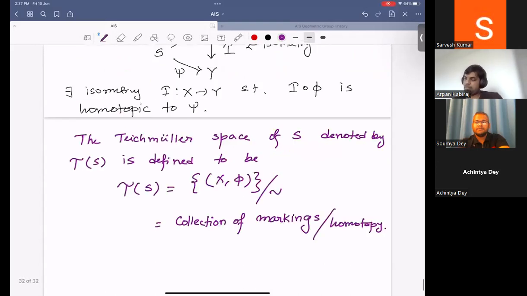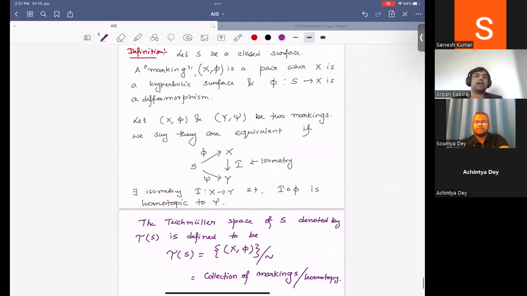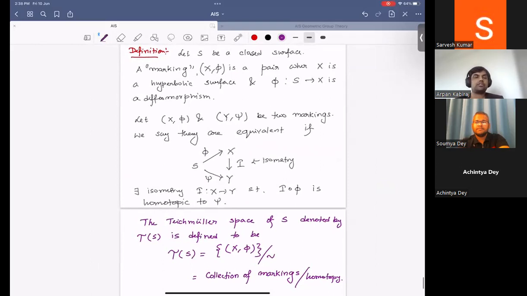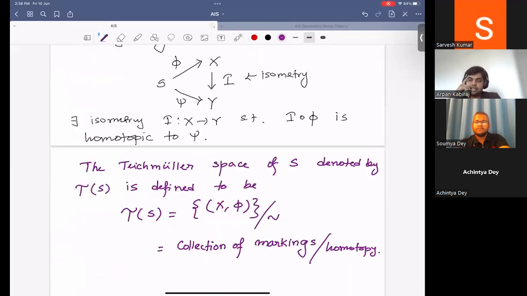So let me focus on this definition a little bit. Here is the setup. We have a closed surface. A marking is a pair (X, phi), where X is a hyperbolic surface and phi is a diffeomorphism. We say two markings are equivalent if there is an isometry such that this diagram commutes up to homotopy, not exactly equality, but up to homotopy. And the Teichmüller space is the collection of all markings up to equivalence. Any questions on the definition? Is the definition clear?